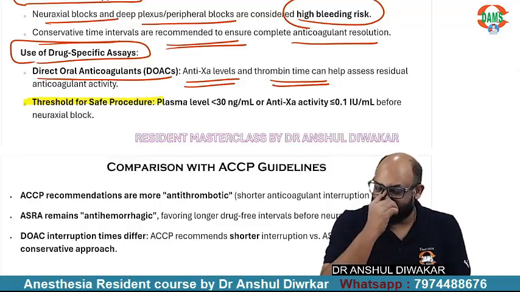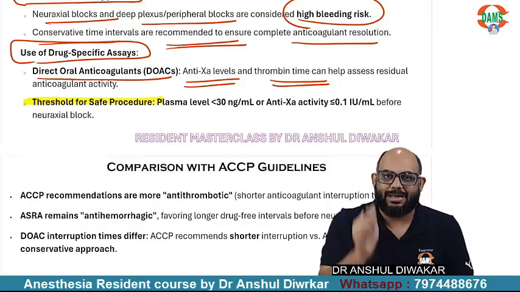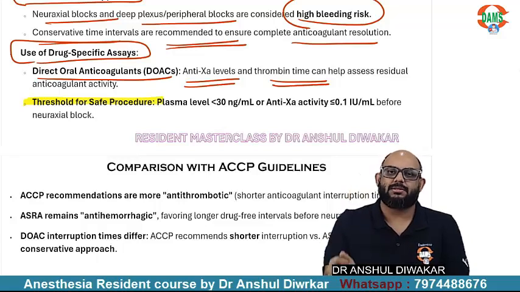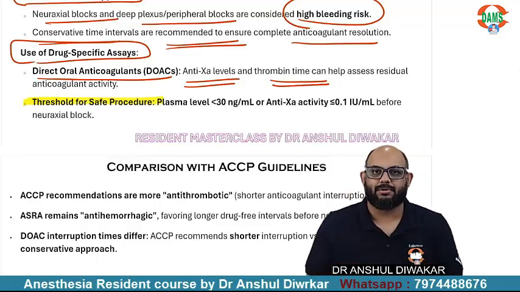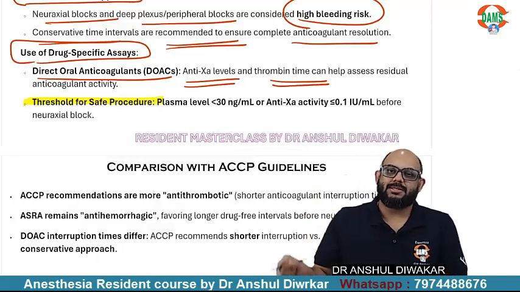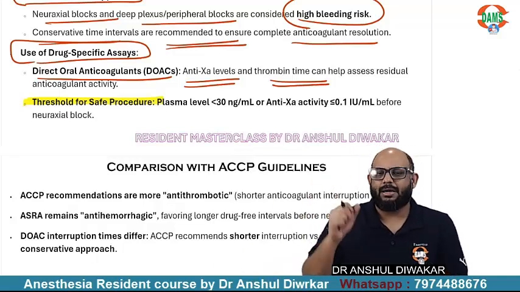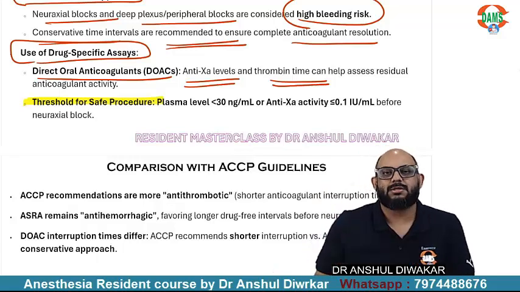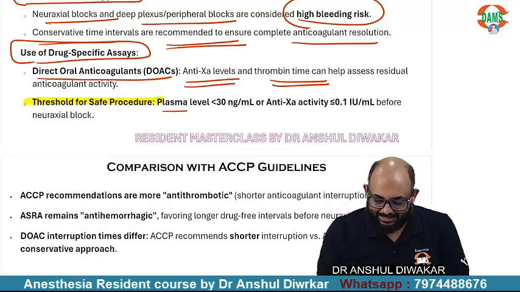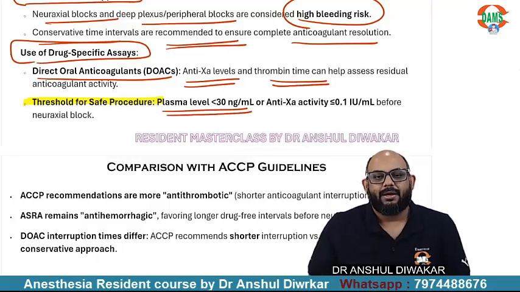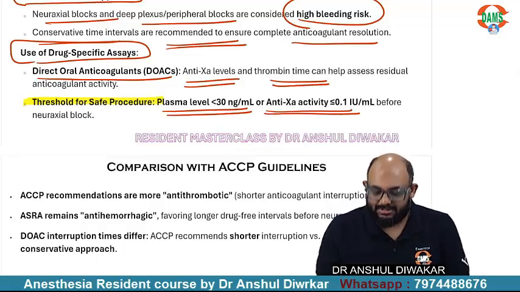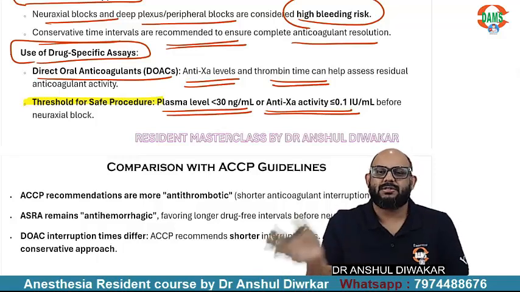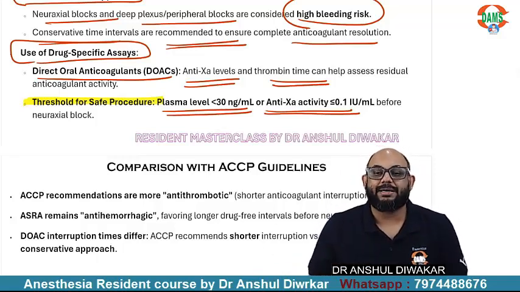So suppose you are wanting to give a neuraxial block or an epidural catheter insertion before the recommended time interval, or the patient's renal status is very bad and now you're not sure how much that action would be. So you can do a drug specific assay where you can calculate the plasma levels of anti-10A that should be less than 30 nanogram per ml, or anti-10A activity, which is a surrogate marker where you use different reagents to look at the activity of anti-10A, should be less than 0.1 international units per ml.